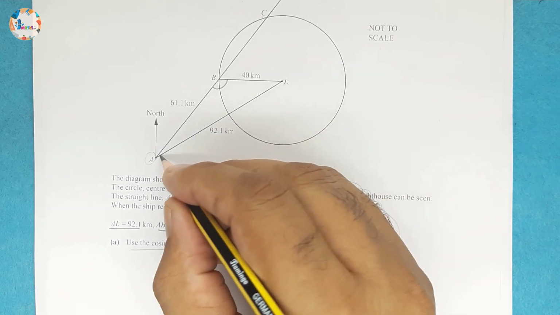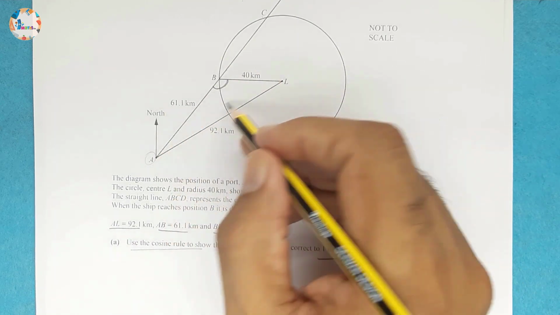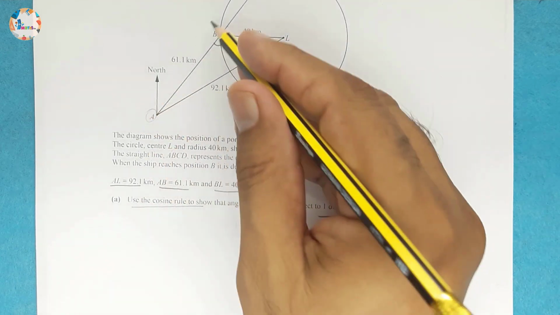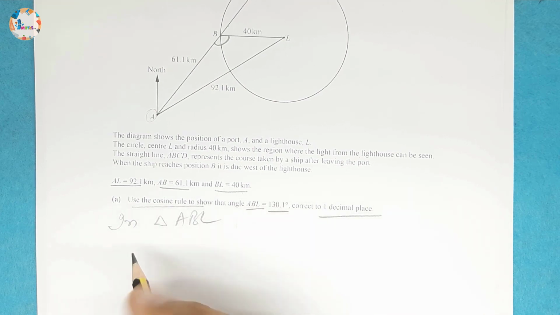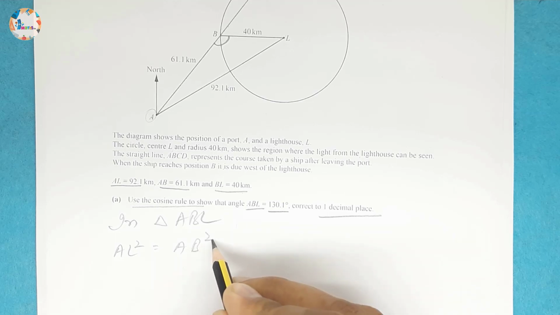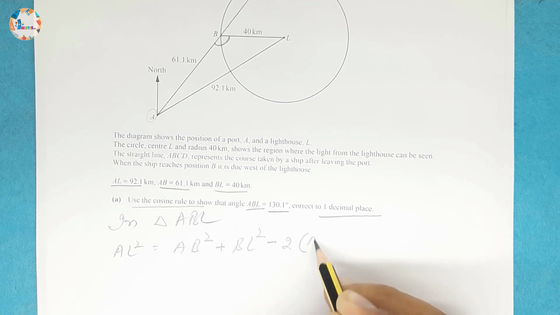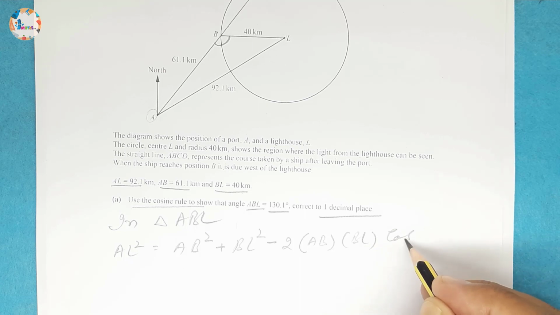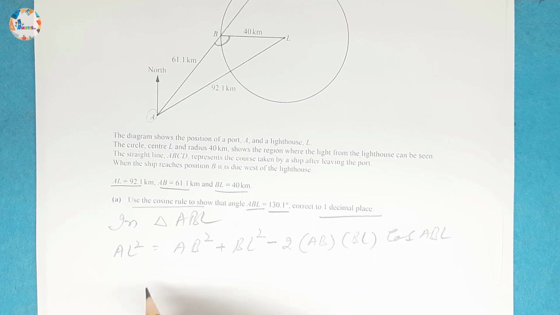So we have to apply the cosine rule and find this angle. All three sides of this triangle we already have, so we can apply this one. In triangle ABL, AL squared will be equal to AB squared plus BL squared minus 2 into AB into BL into cos of angle ABL. This will be basically the cosine rule. Now we just have to replace the values.